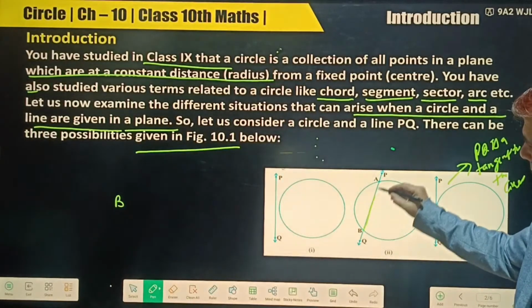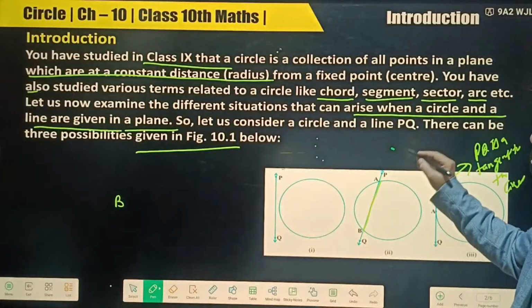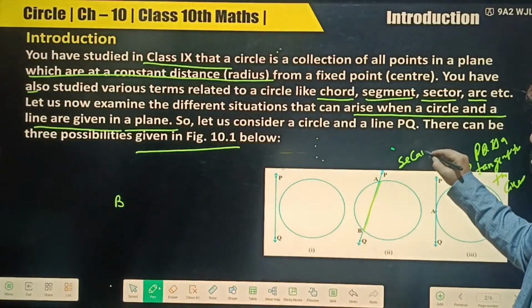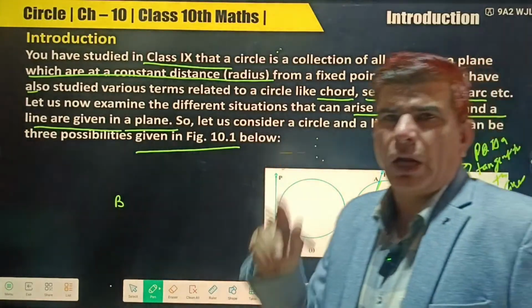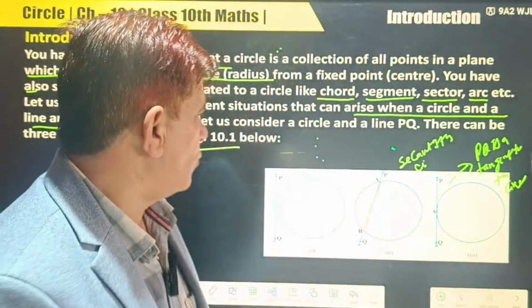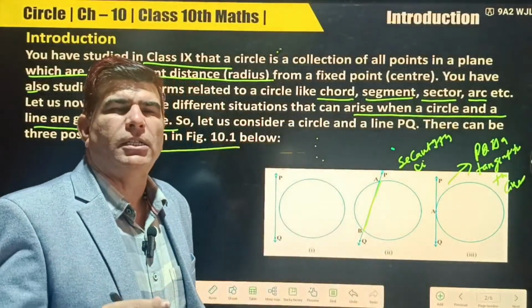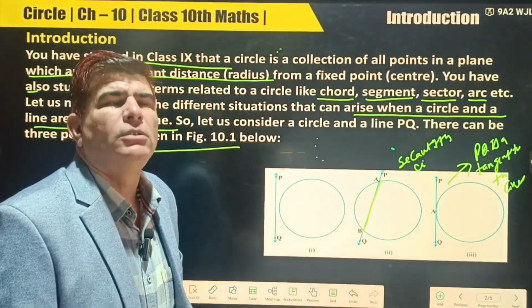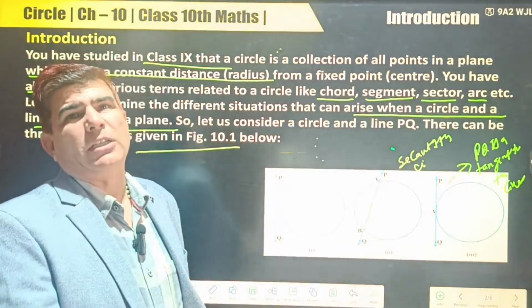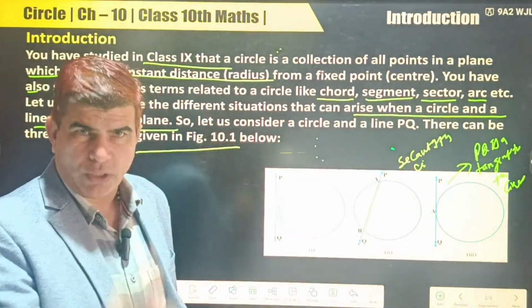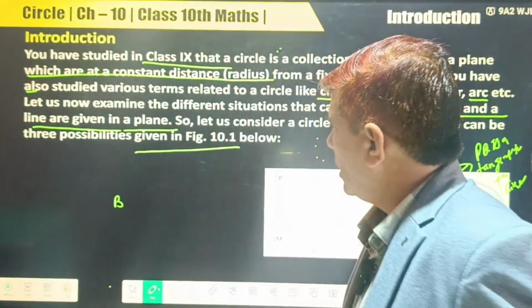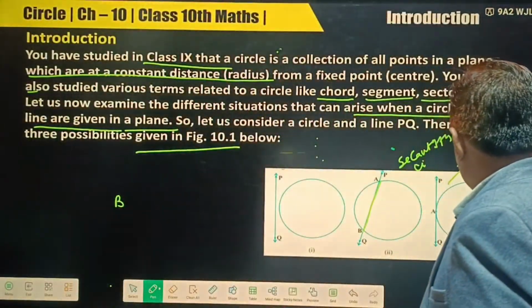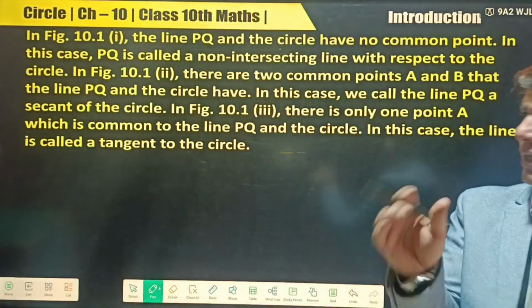Understood? And this is known as what? The secant of the circle. If a line segment or line touches the circle at 2 points, then that one is known as a secant of the circle or chord of the circle. And if it touches at only 1 point, that one is known as the tangent to the circle. And tangent is a particular case of secant.